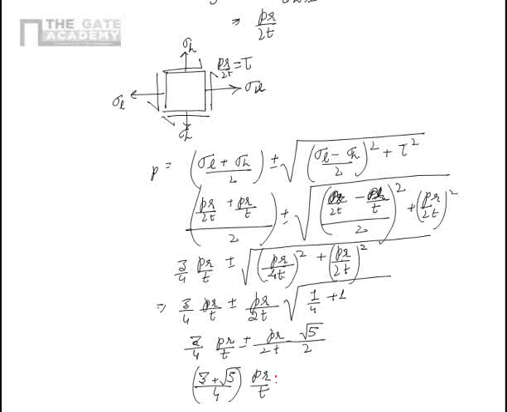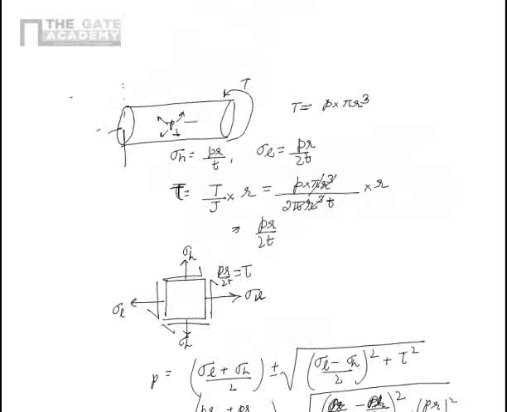Obviously, I have another value, which is (3 minus square root of 5) by 4 PR upon T. So that is the minimum value. And because square root of 5 is less than 3, the minimum principal stress is also a positive number. So both the values are positive. Now, this is the first example problem.